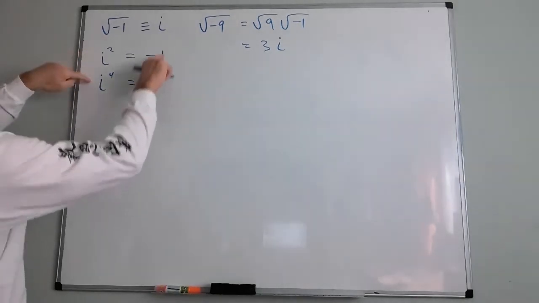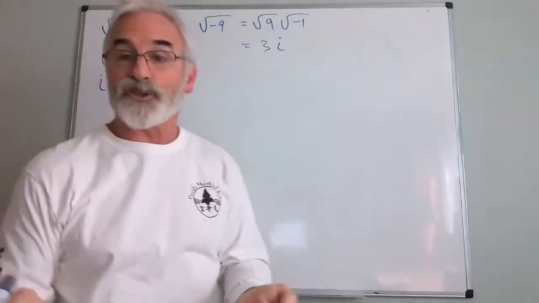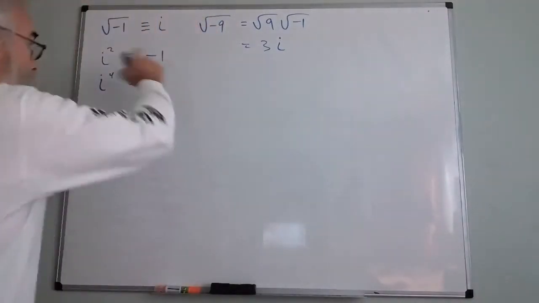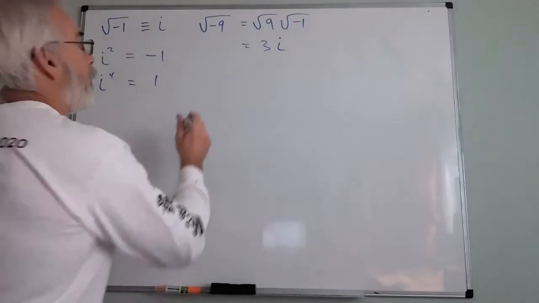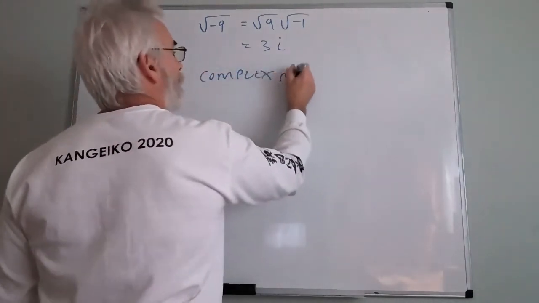If I square this, I get 1. I can get real numbers back. In fact, when you square i, you do get back a real number. So that we know. So we generally use the following when we say complex number.